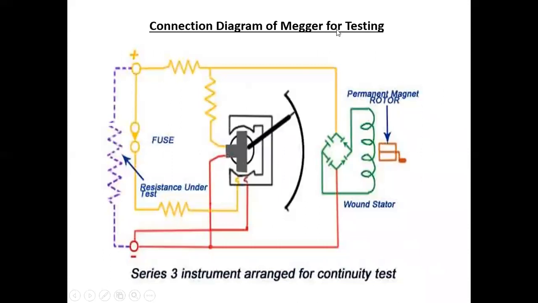This is the connection diagram of the Megger for testing. In between these 2 points, there is connected the resistor or the wire winding whose resistance is to be measured. When the hand driven generator is rotated, the pointer shows the reading of the resistor. This is your connection diagram.